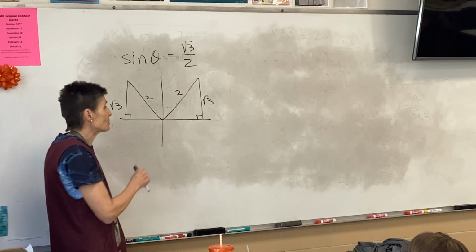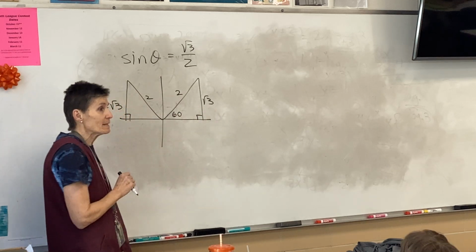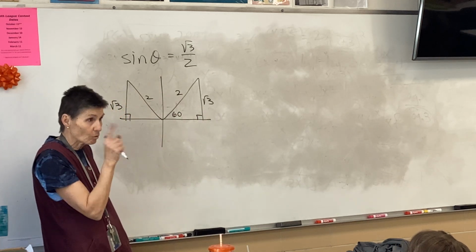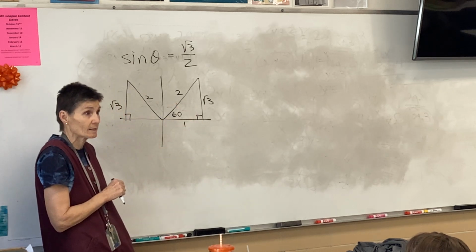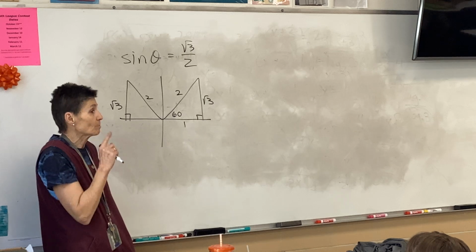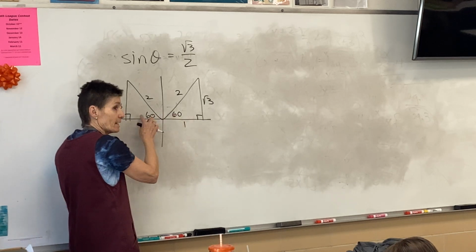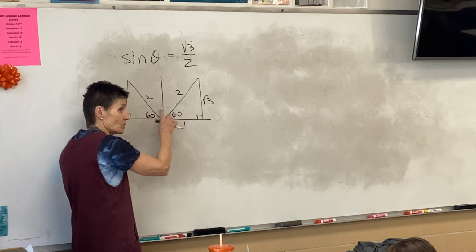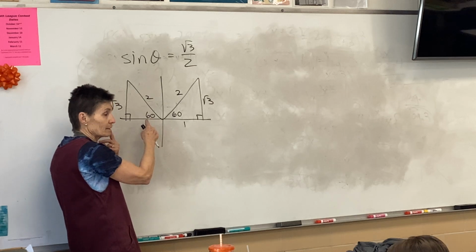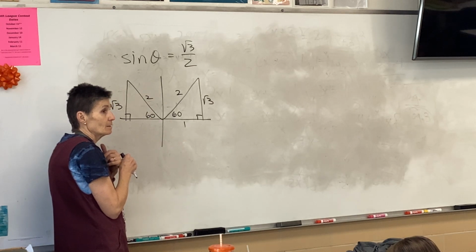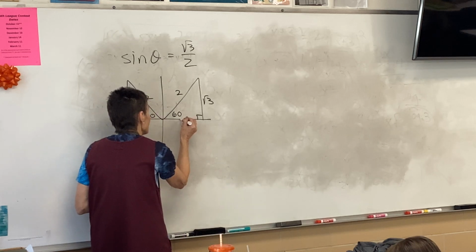The minute you see that, you should think 60. Because you know that across from a 60, if that's root 3 and that's 2, that's 1. That's a special triangle. And across from the root 3 is 60. These 2 triangles are identical to each other in terms of size. So if that's a 60, that's automatically going to be a 60. So, my first angle is right here.